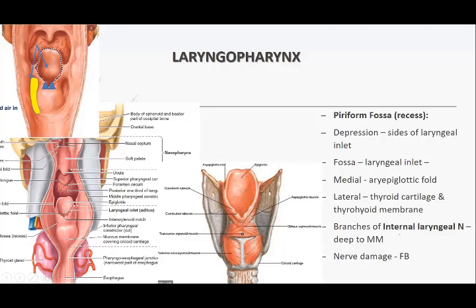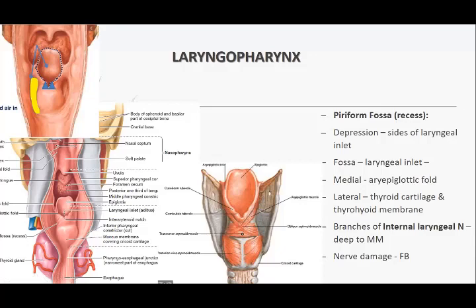This fact is important because a foreign body may get lodged in this fossa. If that foreign body happens to be pointed, like a chicken bone or fish bone in children, as mentioned in your book, then that pointed end of the bone may pass through this membrane or cartilage. Hence it damages the internal laryngeal nerve. It is a sensory nerve supply. If this nerve is damaged, obviously there is complete loss of sensation in the piriform fossa.